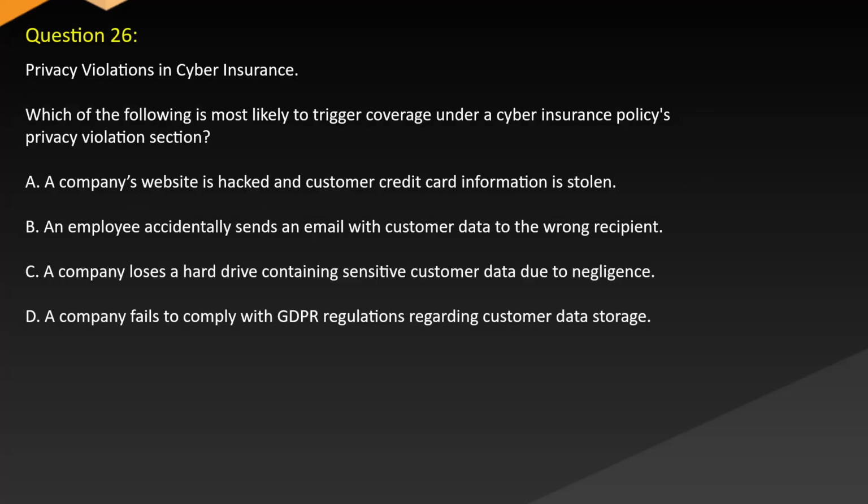Question 26. Privacy violations in cyber insurance. Which of the following is most likely to trigger coverage under a cyber insurance policy's privacy violations section? A. A company's website is hacked and customer credit card information is stolen. B. An employee accidentally sends an email with customer data to the wrong recipient. C. A company loses a hard drive containing sensitive customer data due to negligence. D. A company fails to comply with GDPR regulations regarding customer data storage.